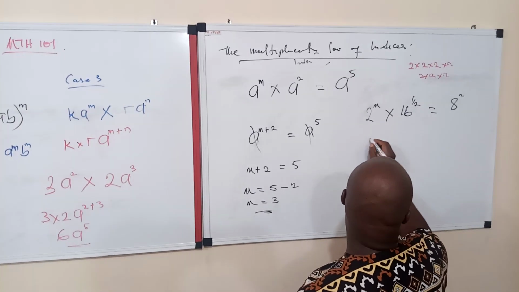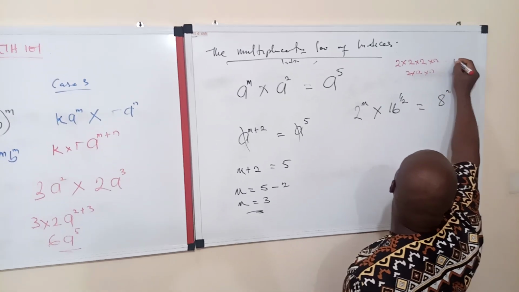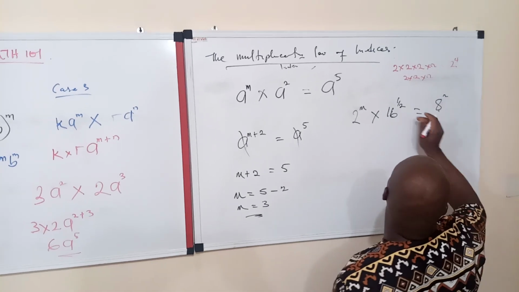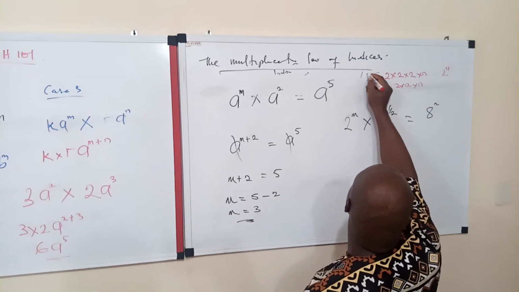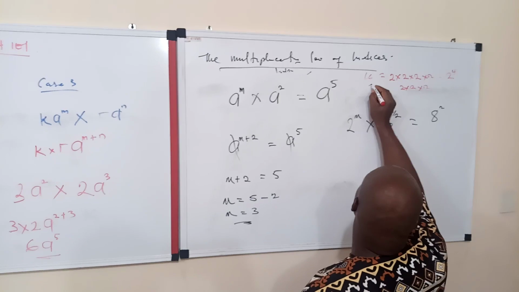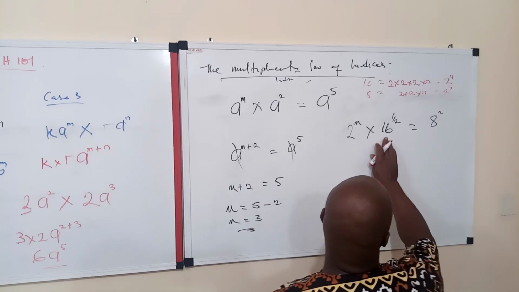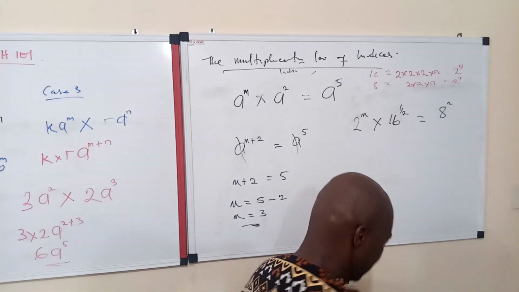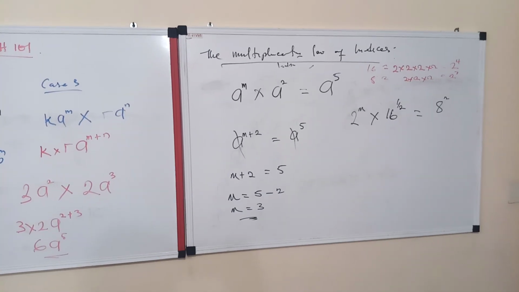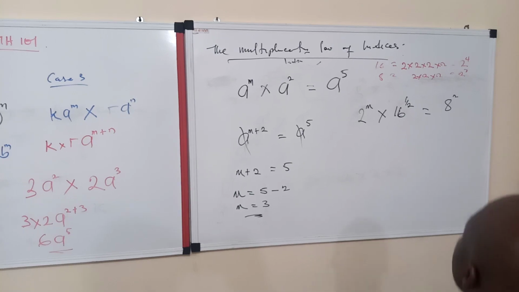If that is true, you know that this expression here, you can write it as 2 raised to power 4, which is the same thing as 16. While this one, 8, you can write it as 2 raised to power 5. So in place of 16, we can write 2 raised to power 4.